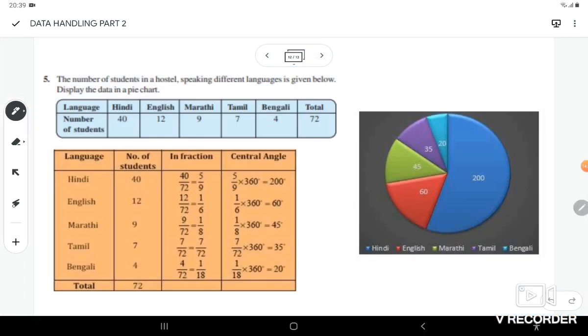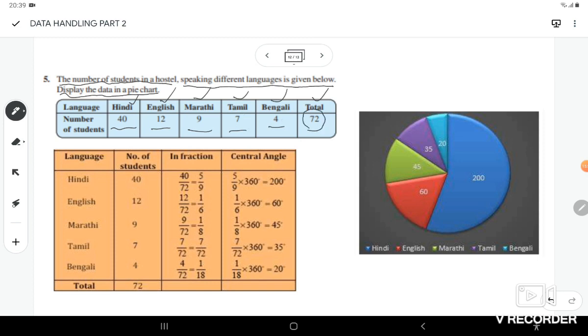Now let's see the last question of exercise 5.2. It says the number of students in a hostel speaking different languages is given below, and we have to display the data in a pie chart. So the languages are Hindi, English, Marathi, Tamil, Bengali, and total number of students. Number of students is 40, 12, 9, 7, 4, and total students is 72 respectively.